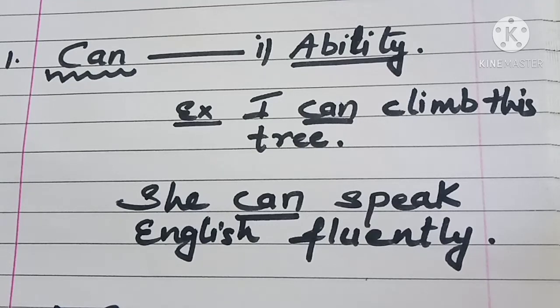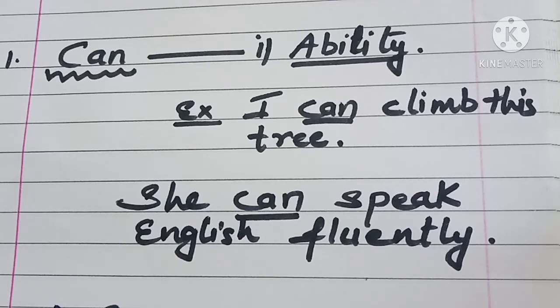Next example is, she can speak English fluently. Now what is she telling us? She is telling us that she has the ability to speak English fluently. She can speak English fluently. She is able to speak English fluently. So, in this way we learn that can be used to express the ability to do something.